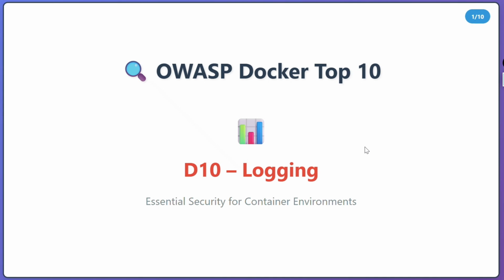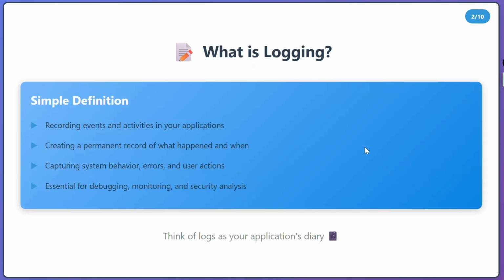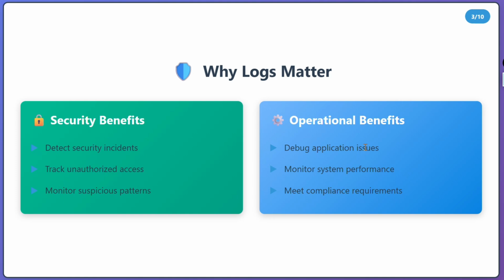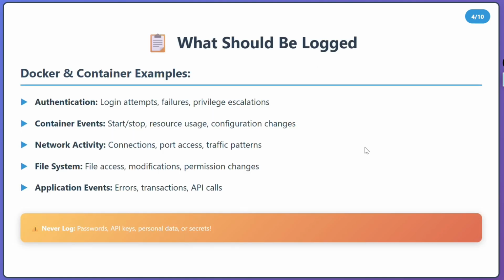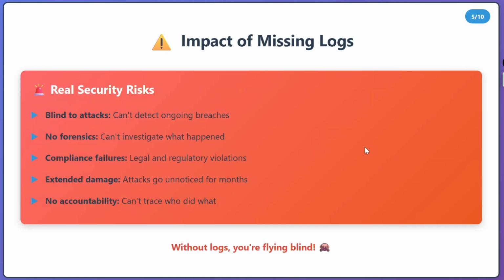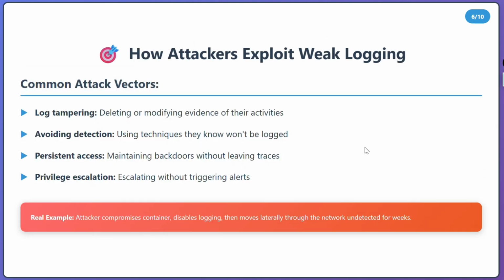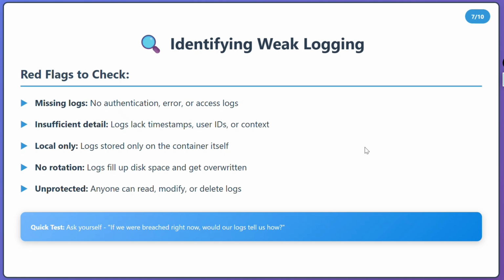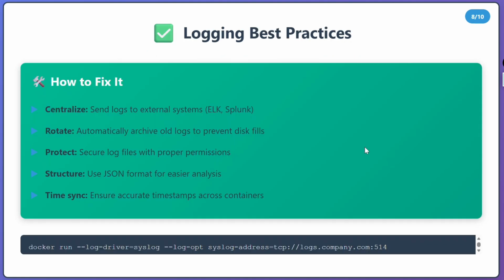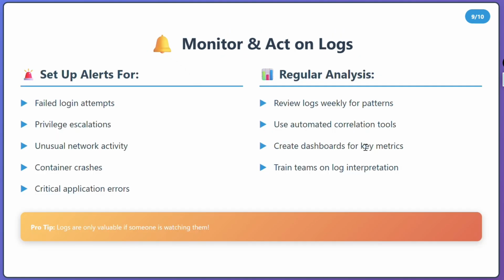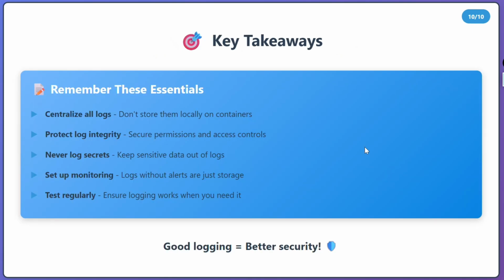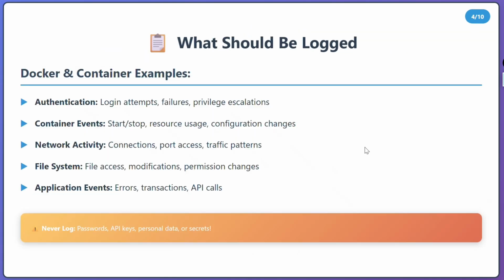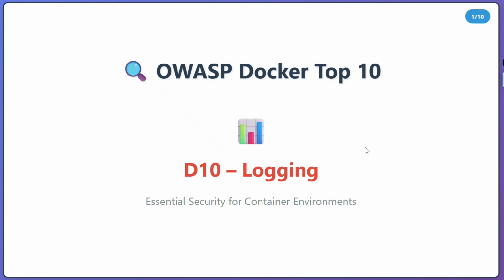Here we are going to discuss D10, that is logging, and it will also cover monitoring. We are going to see what exactly logging is, why logs matter, and what should be logged. In logs, what needs to be included, what is the impact of missing logs, and how attackers exploit a weak logging mechanism, and how to identify weak logs, and some best practices for logging, as well as how to monitor and act on the logs, and some key takeaways. So without further ado, let's have a discussion around it.